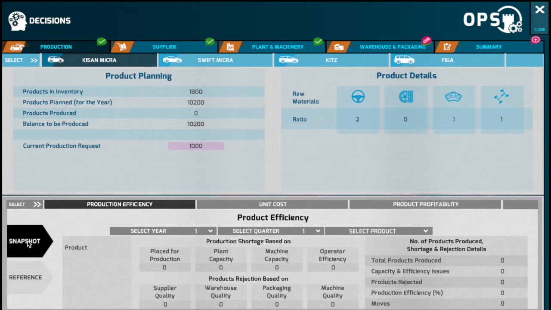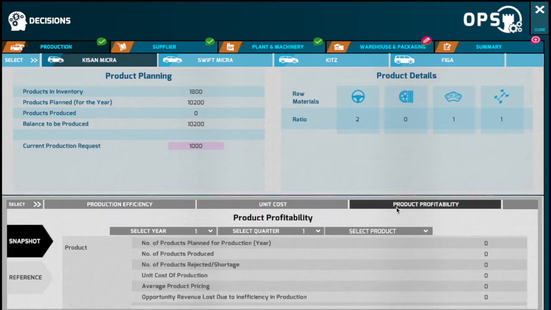In order to understand the impact of decisions, players would look at the various snapshots to understand the quality of the decisions taken. Let us now quickly look at an example of how a decision is taken to produce products. Once the team has decided on the product that you would like to produce based on the strategic plan, the head of operations would need to select the products from the product section on the top of the decision console.